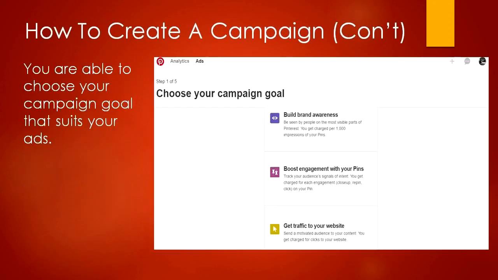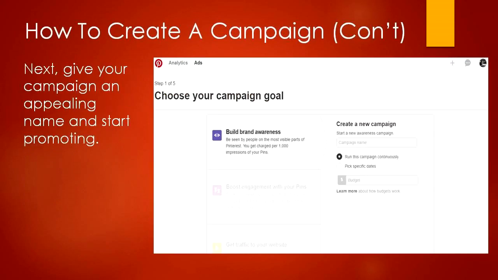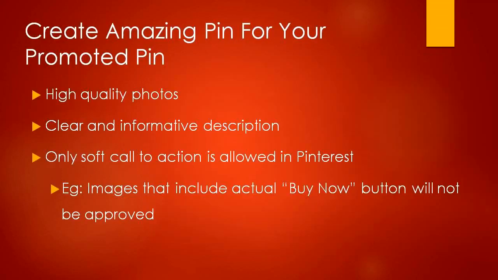Choose a campaign goal that suits your objectives. Next, name your campaign and start promoting. To take it one step further, create an amazing pin for your promoted pin. Here's how. First, you need to take note of the image quality that's uploaded. Choose one with high resolution and a good composition together with your product. You can use a photo editor to insert text overlay to deliver the message.